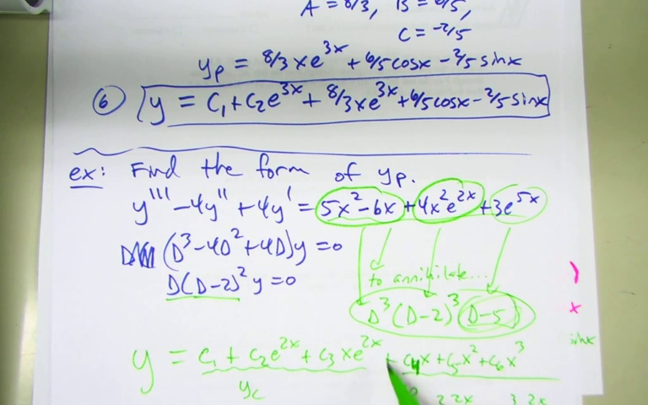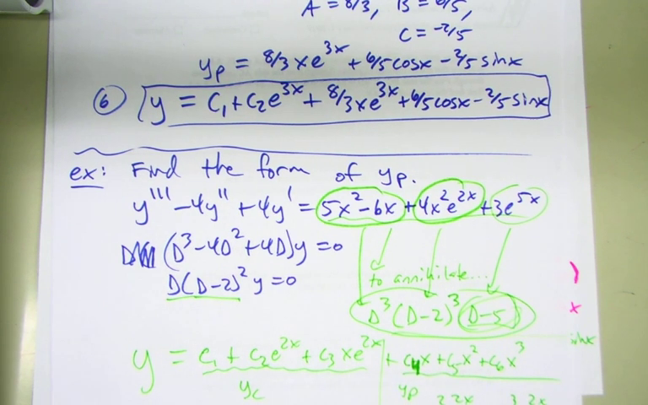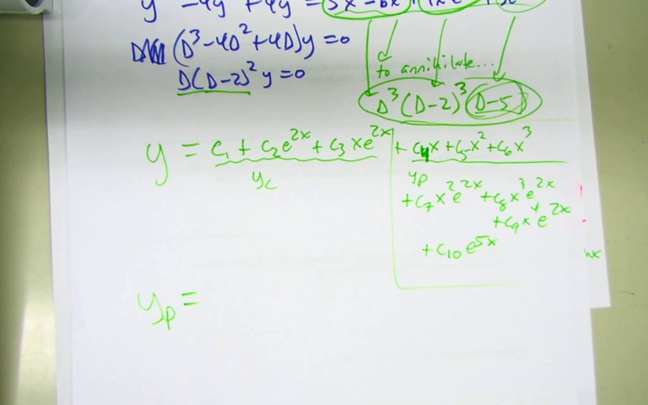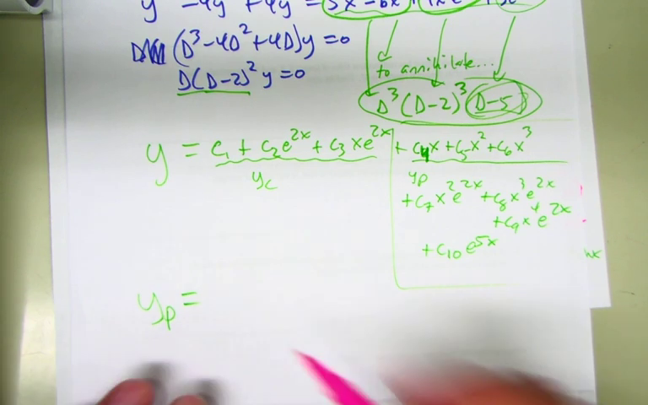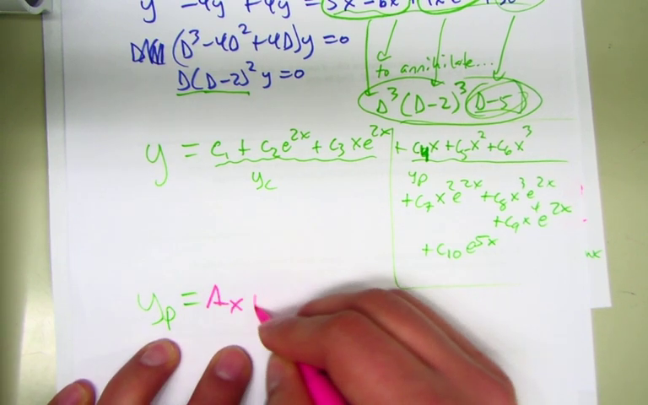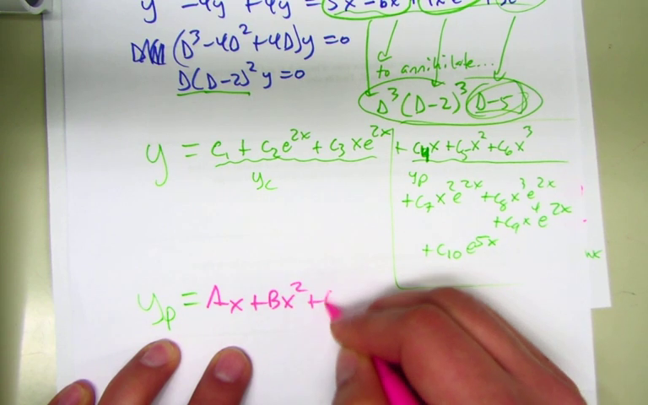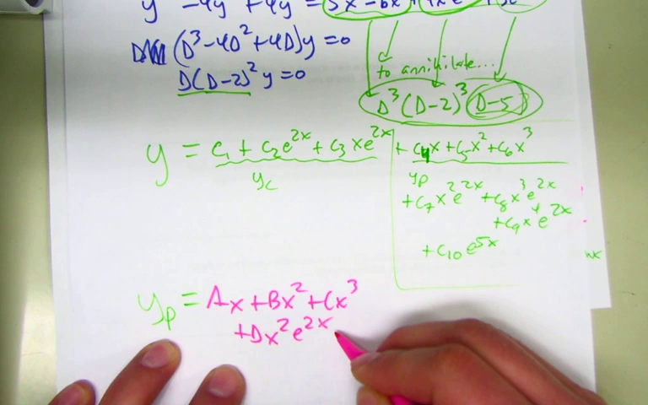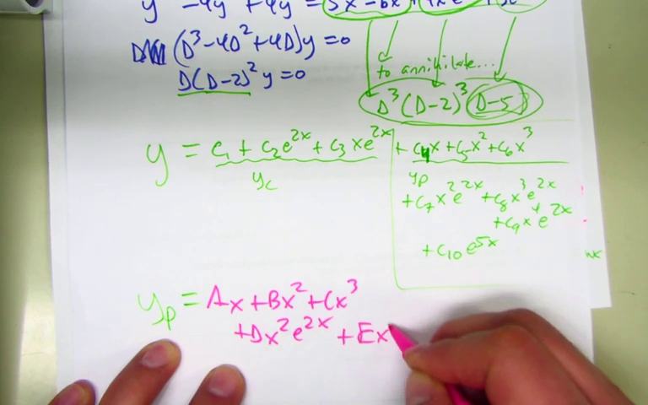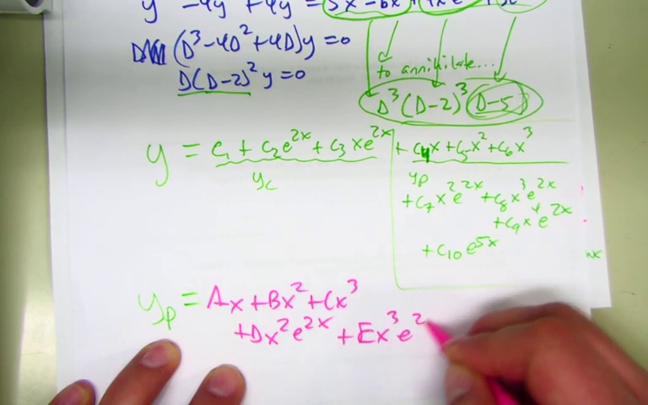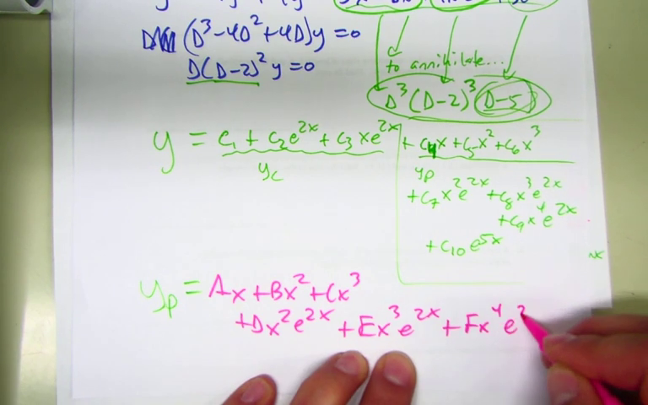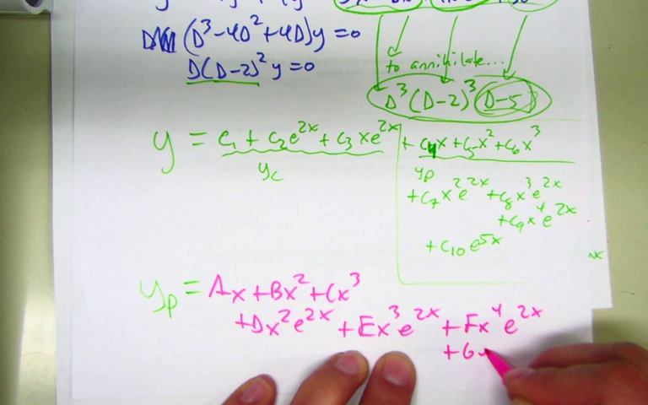So all of this stuff over here is the particular solution. So my general answer is going to be, if I write it with just a's, b's, and c's, ax plus bx squared plus cx cubed plus dx squared e to the 2x plus ex cubed e to the 2x plus fx to the 4 e to the 2x, and finally plus g e to the 5x.